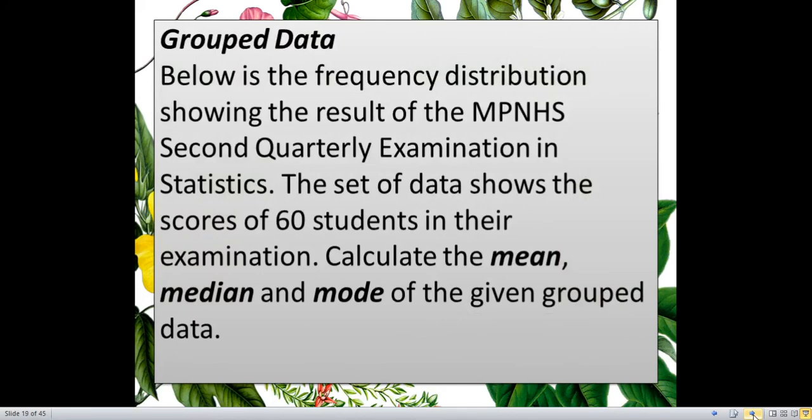How about if I want to find the mean, median, and mode of grouped data? When we say grouped data, of course, it always has a frequency distribution table. So we have here the frequency distribution showing the result of the MPNHS second quarterly examination in statistics. The set of data shows the scores of 60 students in their examination. So by using this data, we will compute for the mean, median, and mode of this data.